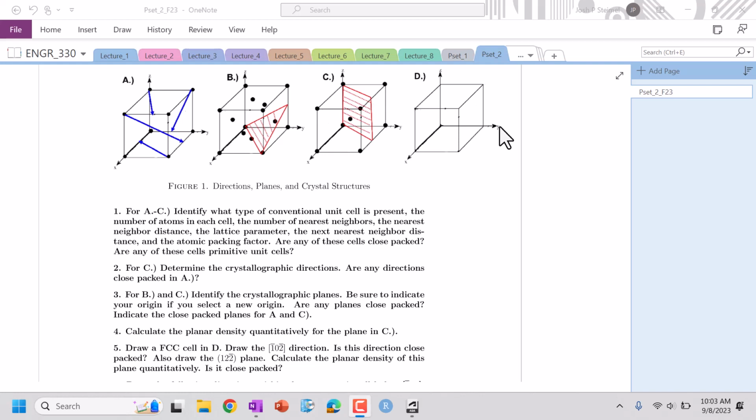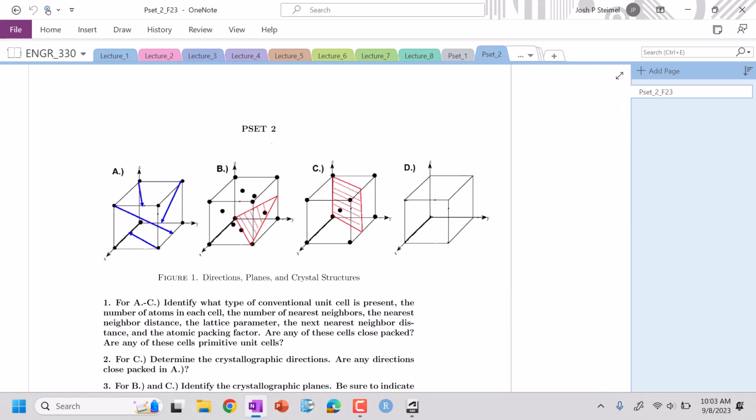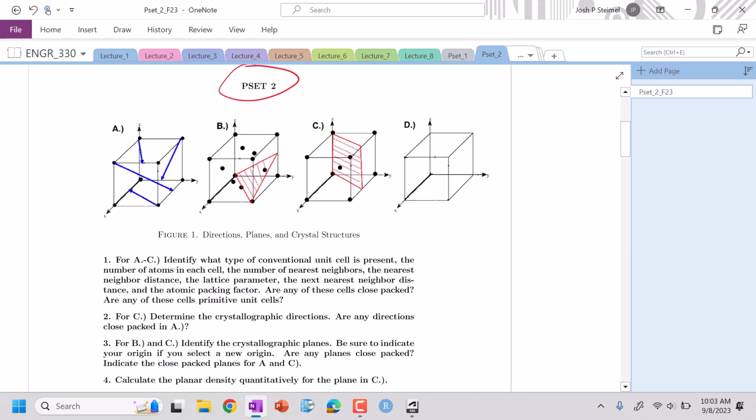All right, everyone, we are back and we are going to do problem set 2 solutions. So let's go ahead and read through this. What type of cell is present in each of these, A, B, and C? So we know this is simple cubic, this is FCC, this is BCC.